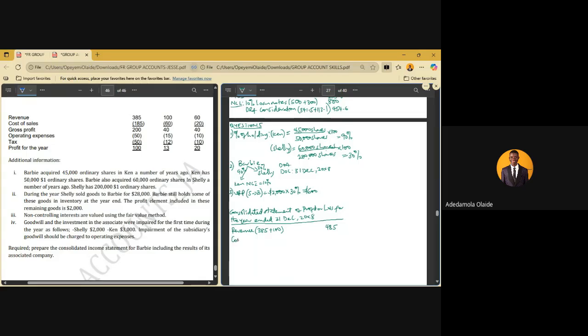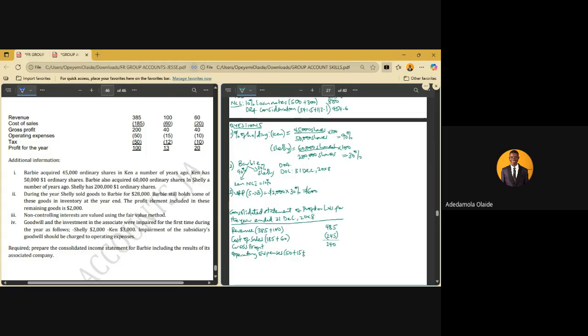Cost of sales. And that's how much? 185 plus 60, 245. So we have gross profit to be how much? 240. Then operating expenses will be what? 50 minus 15. We are not... 50 minus 15. It should be 50 plus 15.